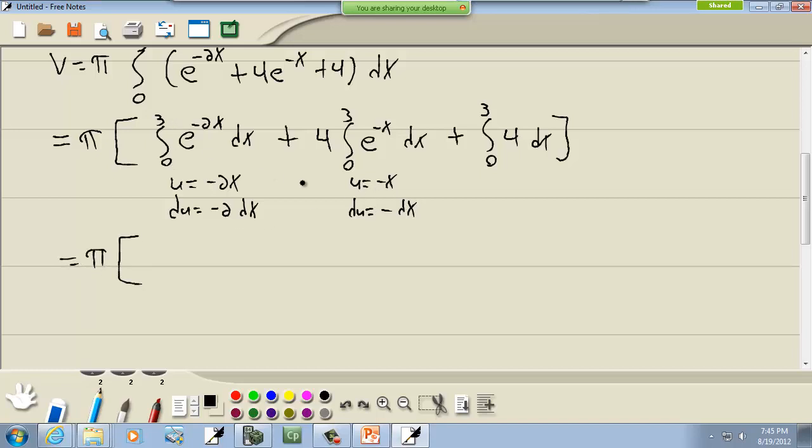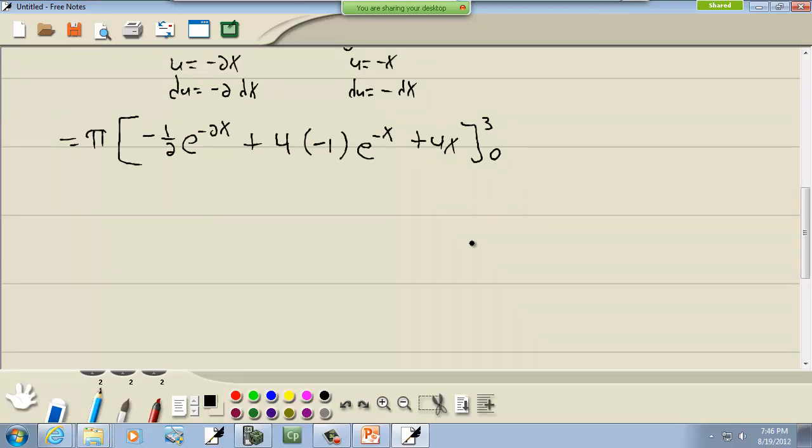Okay, so all these are 0 to 3, so I'm going to put them back into a single one now. This one, I'm going to need negative 2 inside, so I'll offset it with a negative 1/2 out in front. So I'm going to have negative 1/2 e to the negative 2x plus 4. And here I need a negative inside, so I'll offset it with a negative out in front. So 4 times negative 1, and then e to the negative x. And this one just becomes 4x. So let's plug in our values.